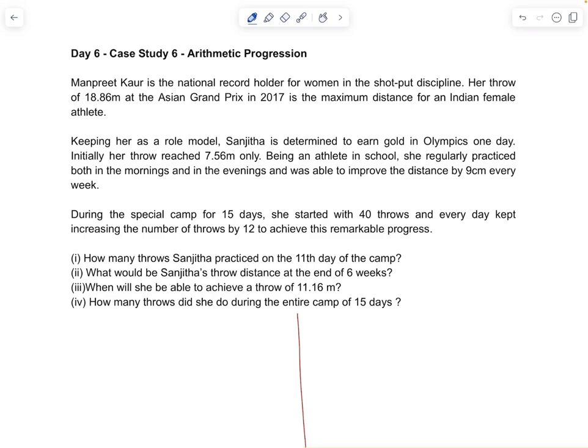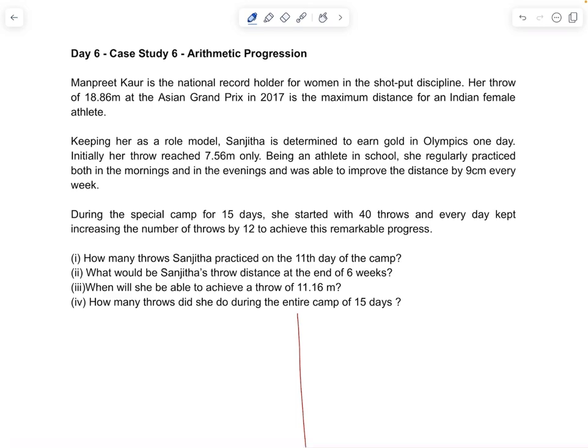Initially, her throw reached 7.56 meter only. Being an athlete in school, she regularly practiced both in the mornings and in the evenings and was able to improve the distance by 9 centimeter every week. During the special camp for 15 days, she started with 40 throws and every day kept increasing the number of throws by 12 to achieve this remarkable progress.